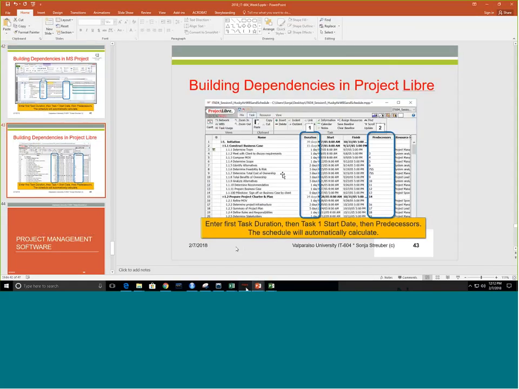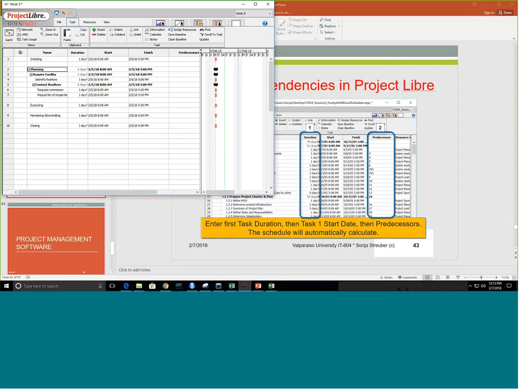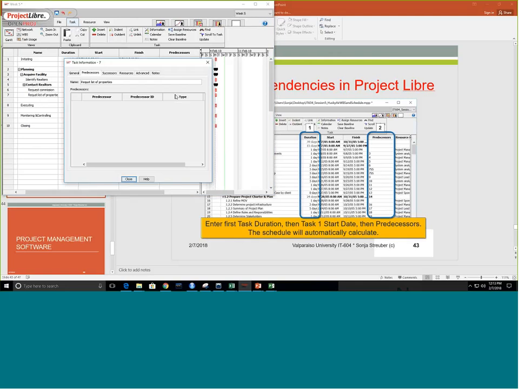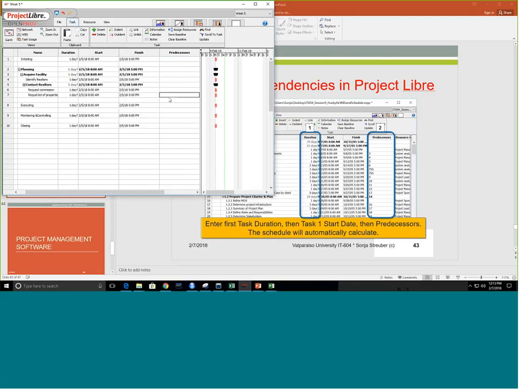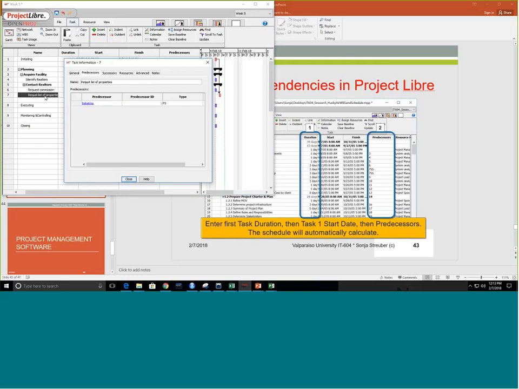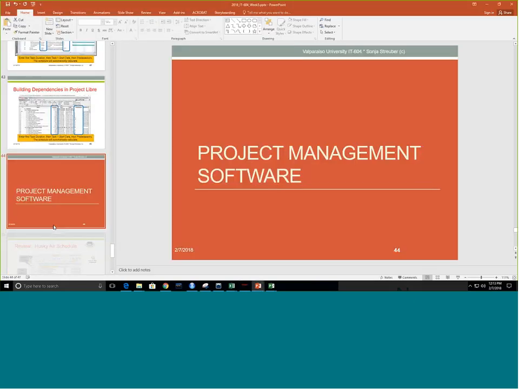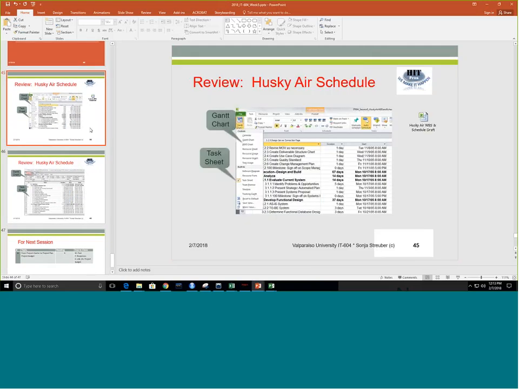The same thing applies to ProjectLibre here. With task, as you can see here, you can double-click a task, and you have the predecessors here as well. And for the predecessors, the most important thing to do is to type them in here. There you go. And then you will see that the predecessor appears right here. Okay, so that's this. And that's how we build this in the Husky Air schedule.